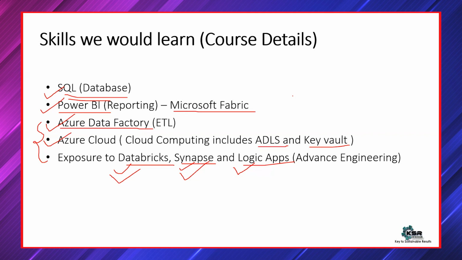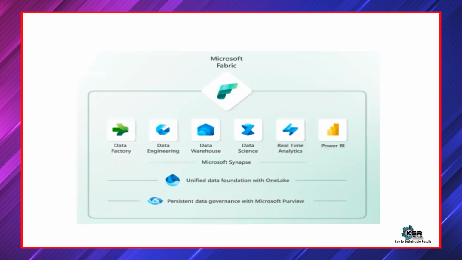And now at the end, I have told you what exactly Microsoft Fabric is. Microsoft Fabric is a combination of all these services clubbed together. It includes Data Factory, data engineering, ADLS, that is the data warehouse, and data science as well. It includes real-time analytics. And the core component of Fabric is Microsoft Power BI. So with the Power BI service only, they have moved to Microsoft Fabric.